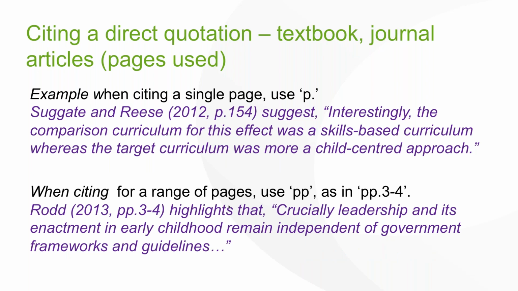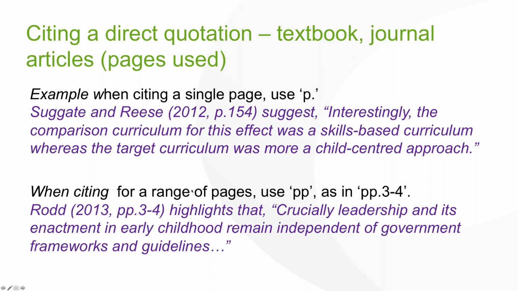Now, whether you're using a single page or multiple pages will slightly change the way that you do your citation. For example, for using a single page, here we've got Suggett and Rees, so these are the two authors. 2012 is their publication, and page 154. So we always do the author, a bracket, the year it was published, a comma, the P, the dot, and then the page number and the bracket. Then we add a linkage word and then the quotation.